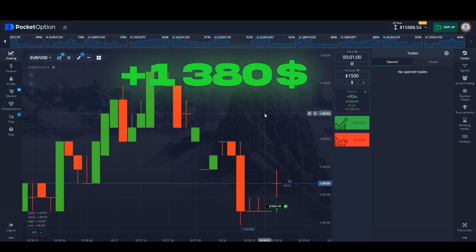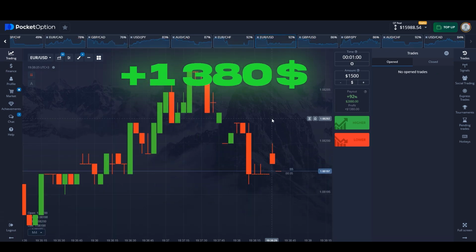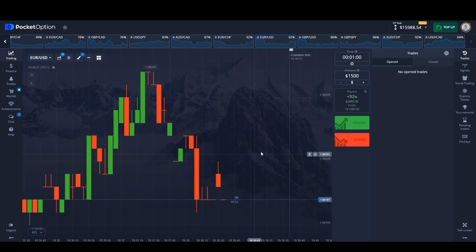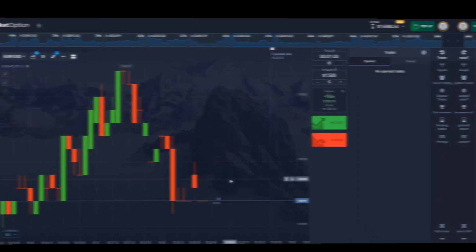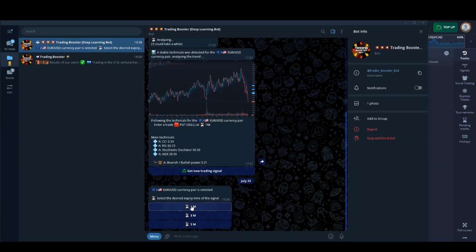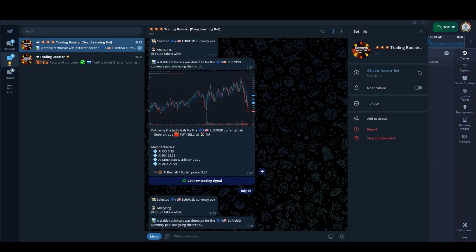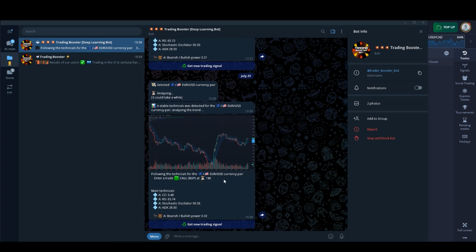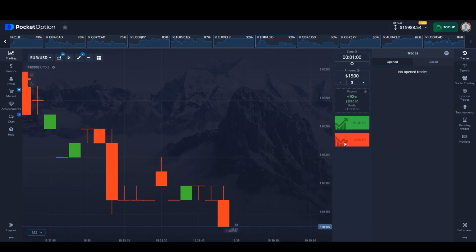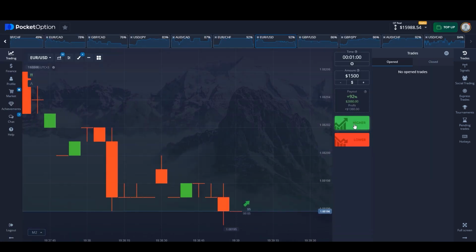Great, this trade earns me $1,388. Let's try again on the Euro Dollar to open a deal using the same method. I choose the Euro Dollar again. The expiry time is also 1 minute. Now I get a buy signal, wait for a new 5-second candle, open my deal on it, and now watch the price movement.